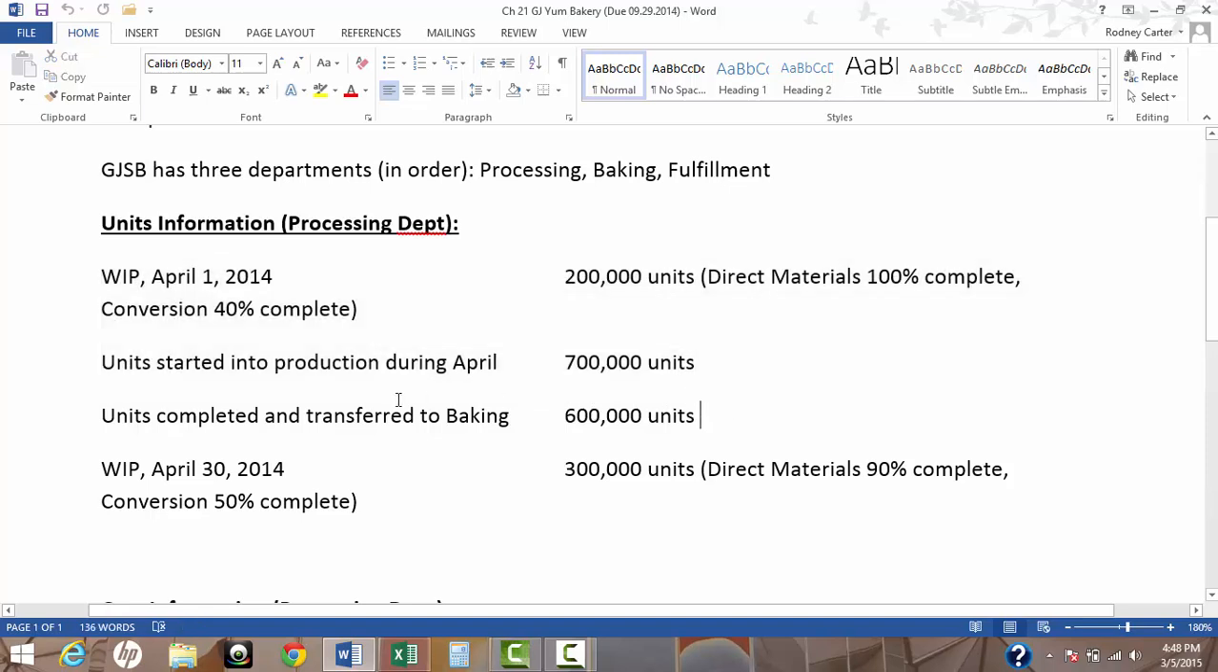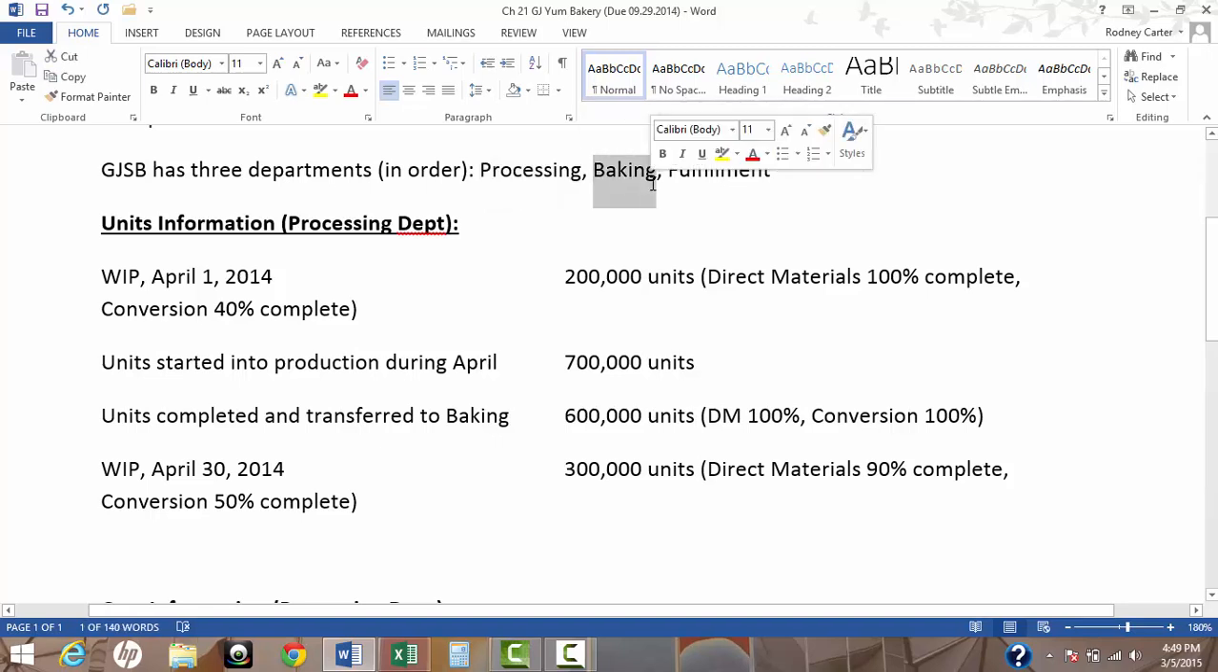Now, here during April we completed and transferred out 600,000 units, and we're going to look at this. Direct materials is 100% complete, and conversion is 100% complete for these transferred units to baking. Why are they 100% complete? Because we wouldn't transfer them to the next WIP department if they weren't finished in our own WIP department. So they've finished in processing and they've moved and transferred to baking.